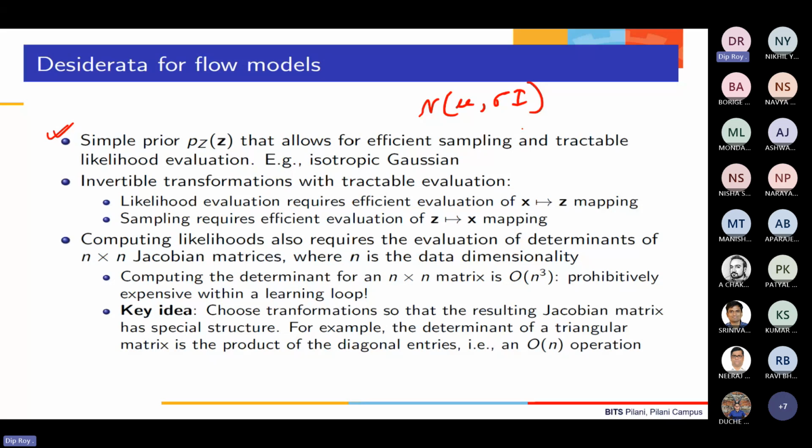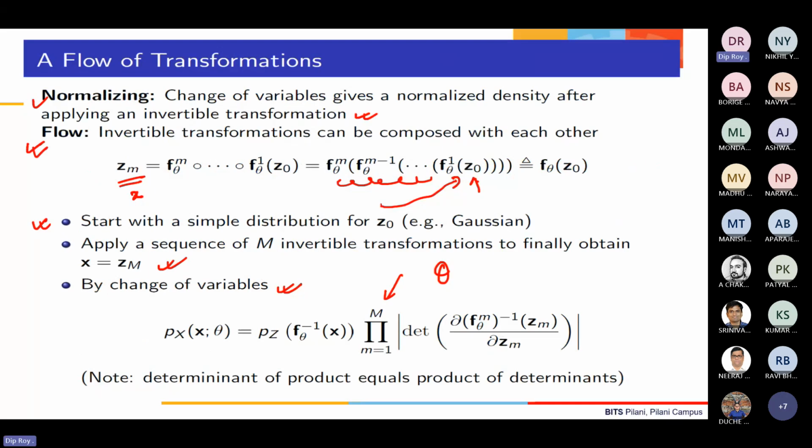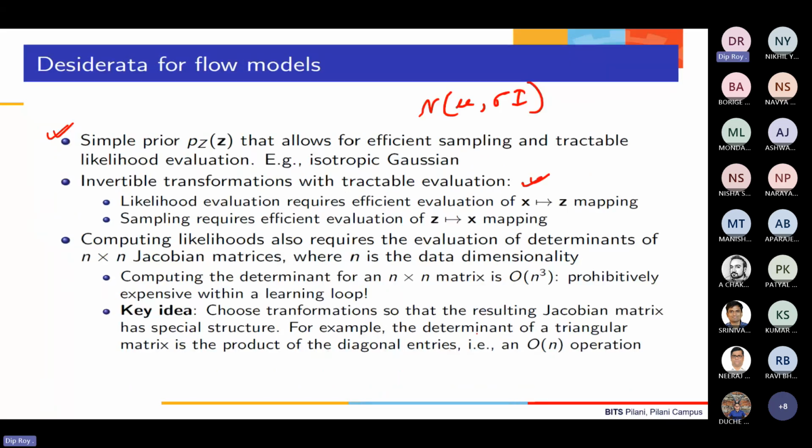We also need invertible transformations with tractable evaluation. Likelihood evaluation requires efficient evaluation of the X to Z mapping. Sampling requires the reverse. Now, in this whole formula that you have seen, we'll learn a neural network for all these things. But one thing that you see here is we would need to calculate the determinant of the Jacobian. And that is one thing that we need to solve for.